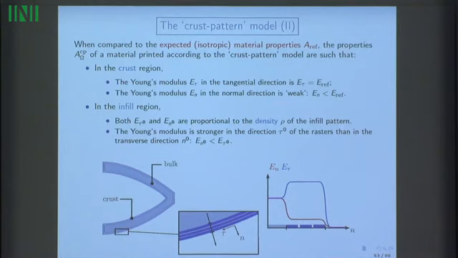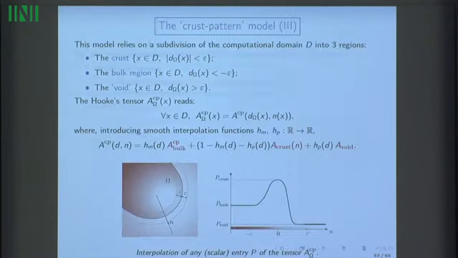In the infill region, both Young's moduli will depend on the infill pattern and on the infill density. If you use very few rasters of material, you have to anticipate a very small volume fraction inside, and so a very weak Young's modulus in both directions. But anyway, you have to expect that the Young's modulus in the direction of the deposition rasters will be larger than in the direction transverse to the rasters. So these are the small drawings that are here.